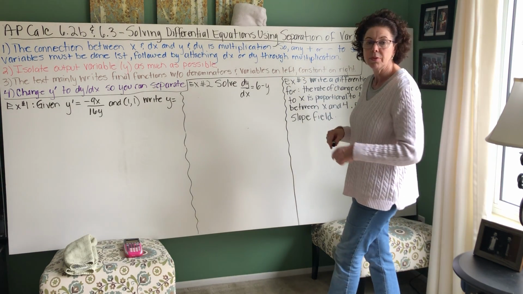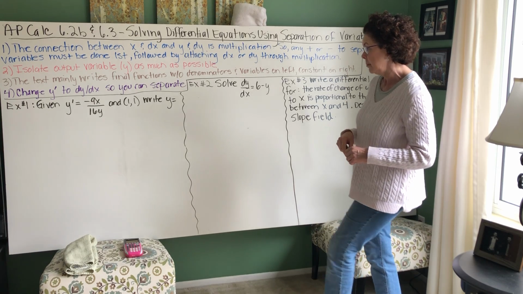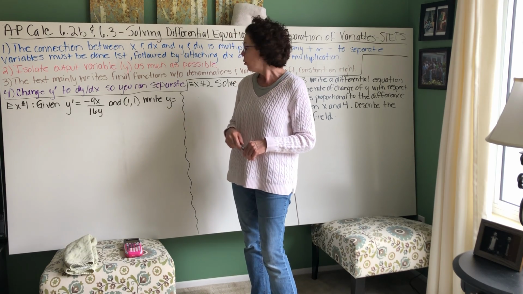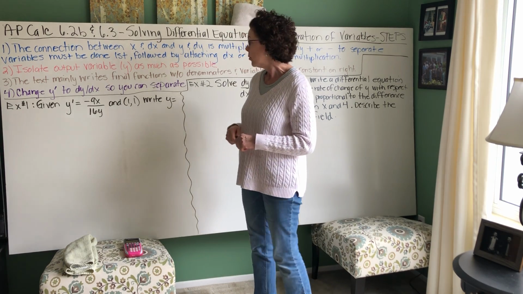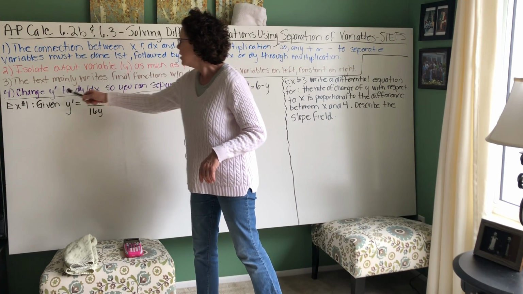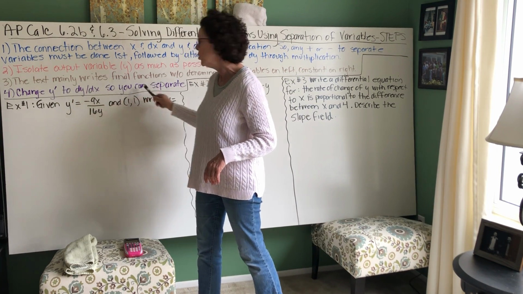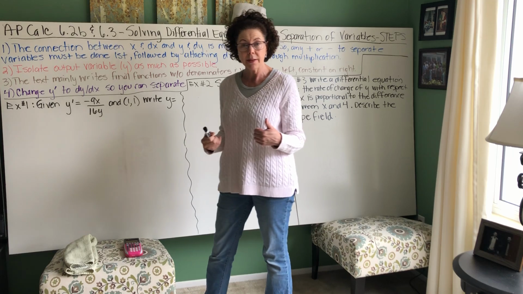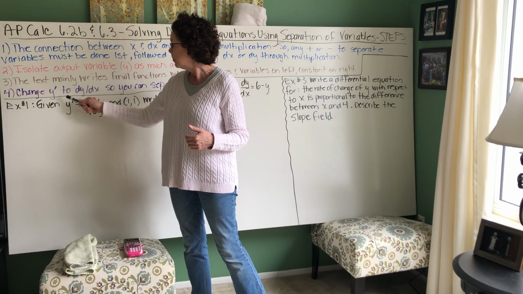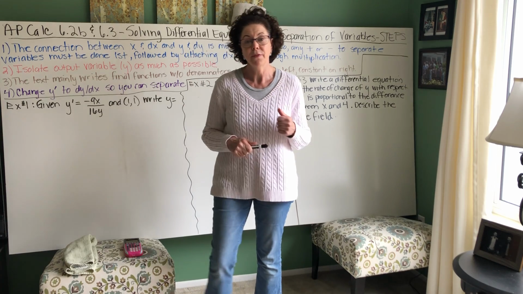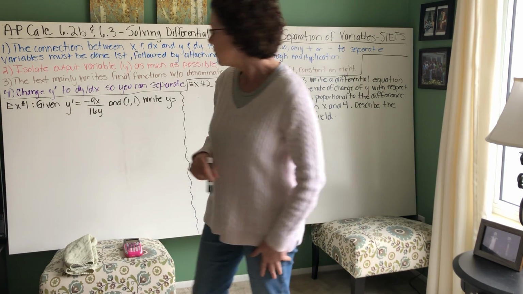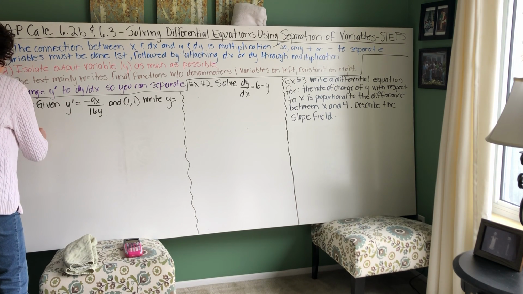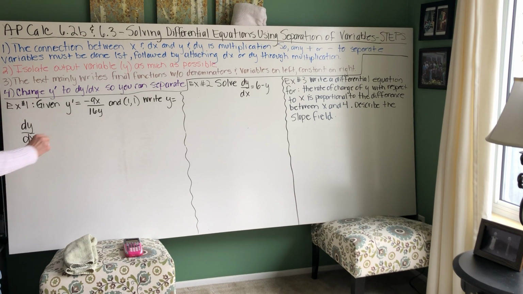So let's get started. Example number one. Given y prime equals negative 9x divided by 16y, and they give you (1, 1), write the function y equals. Now what we're going to do, when you look at number 4 here, change y prime to dy dx so you can separate. Notice we have x's and y's in this function here. We do need to separate those, so we are going to write our y prime as dy dx so we can separate those variables of integration also. So the first thing I'm going to do is simply write y prime as dy over dx.